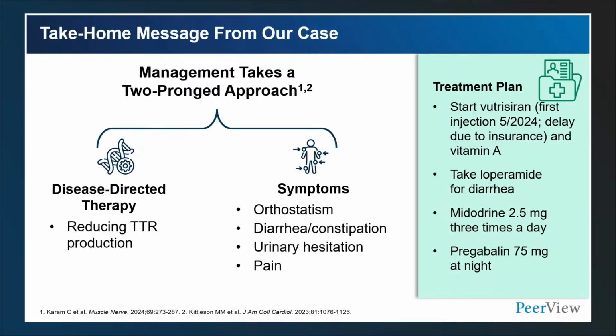So in this case, we're going to target again the disease itself by using the 3 medications that we mentioned before, patisiran, vutrisiran, or eplontersen, depending on what the patient chooses, and then managing the symptoms, which are really annoying for the patient. So loperamide for his diarrhea, midodrine for his orthostatic hypotension, and pregabalin for his pain.